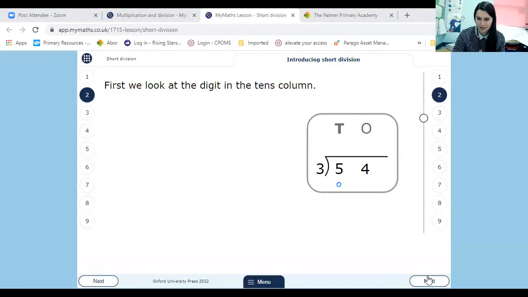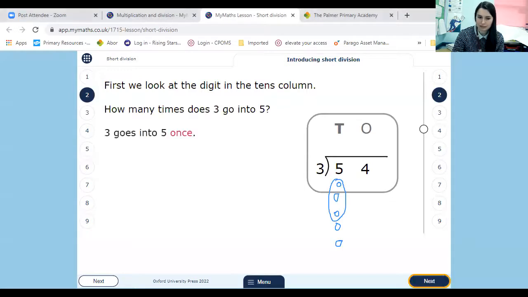So if I were to do that here, I would have 5 counters. And let's see my group of 3. There is just 1 group of 3. How many 3s go into 5? It goes 1 time. And this helps me see that there is a remainder of 2, which I regroup before the 4 to make 24.